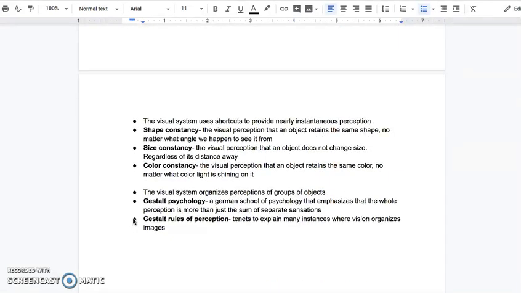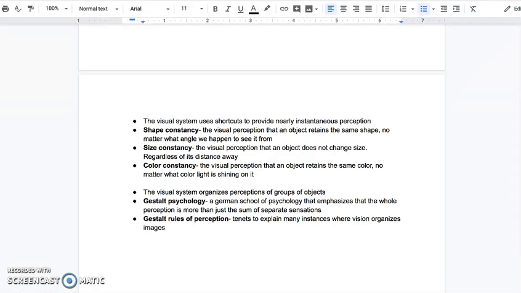The visual system uses shortcuts to provide nearly instantaneous perception. Shape constancy is the visual perception that an object retains the same shape no matter what angle you happen to see it from. Size constancy is the visual perception that an object does not change size, regardless of its distance away. And color constancy is the visual perception that an object remains the same color no matter what color light is shining on it.